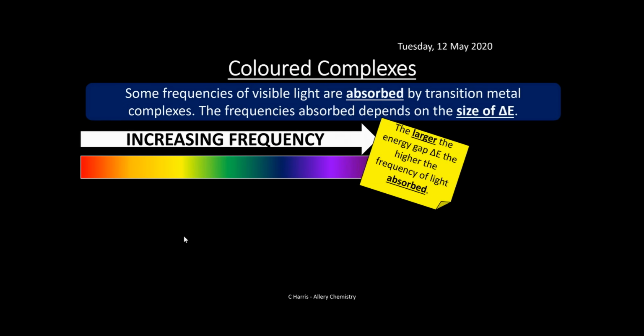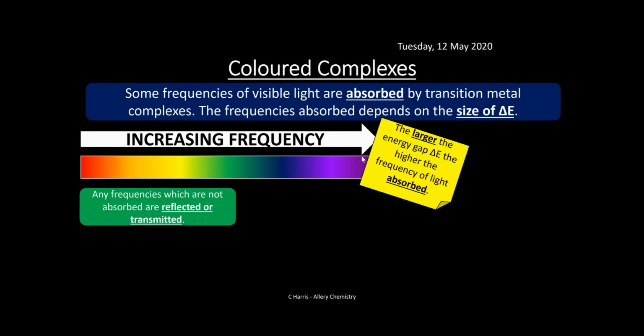So you can see here, if we take the colours in the visible light spectrum, we start with red, which has the lowest frequency, at this end of the spectrum, and purple, violet colour, should we say, at the top here, has a higher frequency. The larger the energy gap, that delta E, the higher the frequency of light absorbed. So we need a higher frequency to do that, okay? That's the energy that's required to take an electron from a ground state to an excited state.